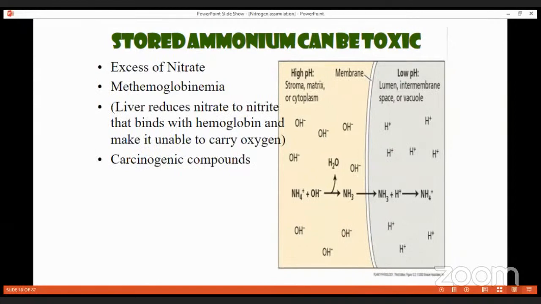So these are some examples of how it can be toxic. It is creating methemoglobinemia, where the ammonium ion is attaching with the hemoglobin, and it is reducing its capacity for binding with oxygen. So it can also act as a carcinogenic compound. So these are the basics of why it is difficult for a plant to store so much ammonium or nitrate. So there is a competition. Ammonium the plant can't store because it can kill all the processes like photosynthesis and disrupt the electron transport chain. And it can also be harmful for animals like humans.